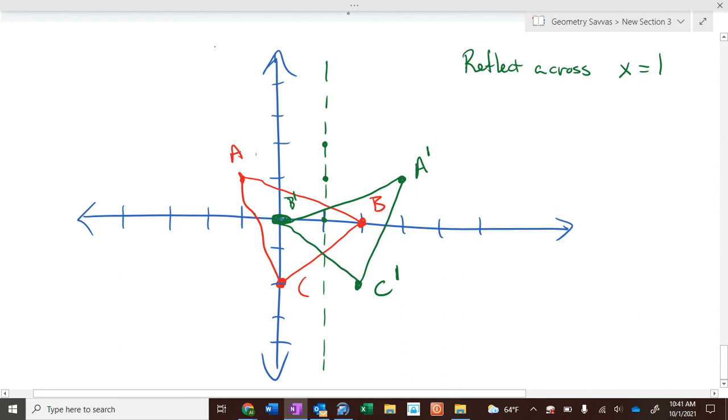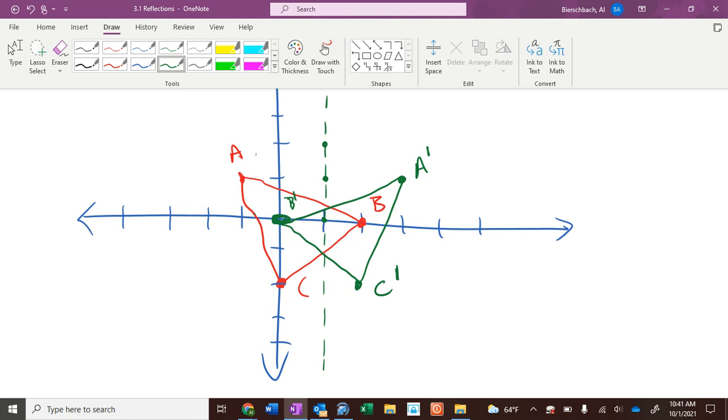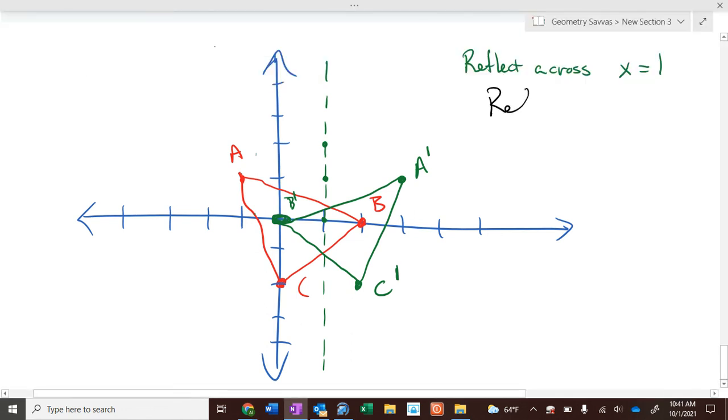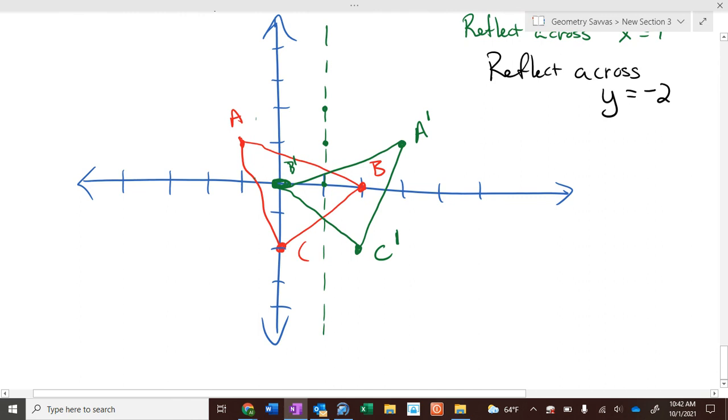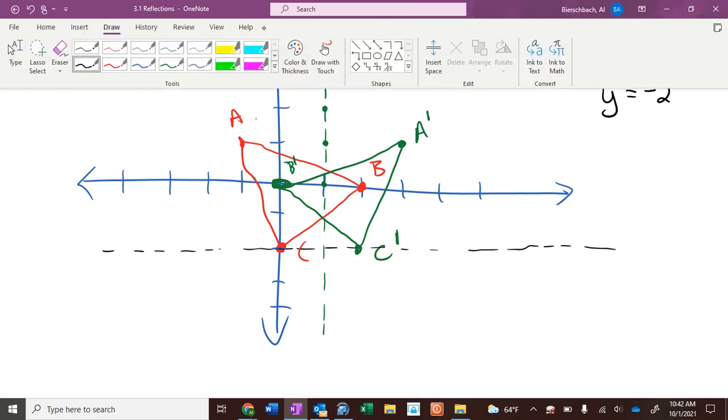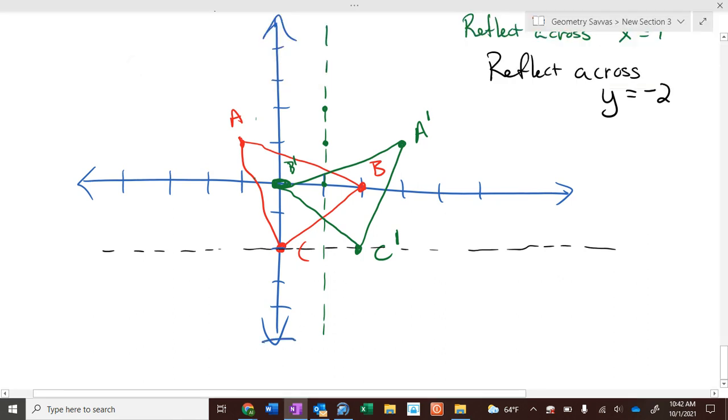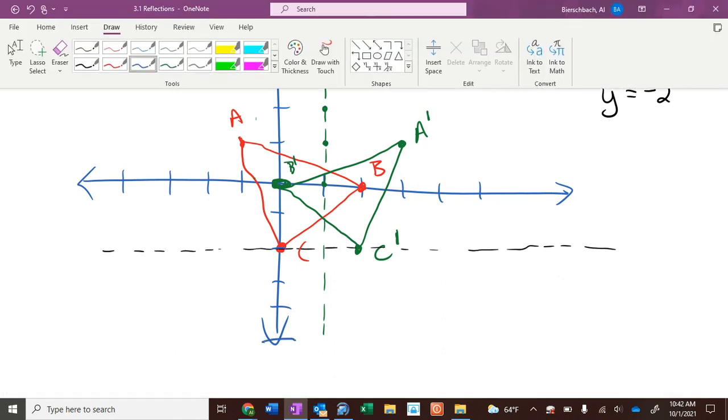Okay? All right. I'm going to throw another graph on the same graph. We're going to reflect across the line y equals negative 2. Where is the line y equals negative 2? Where the C's are at. It's a horizontal line where the C's are at. So if I take the red triangle and I'm going to reflect across there, where does A end up?